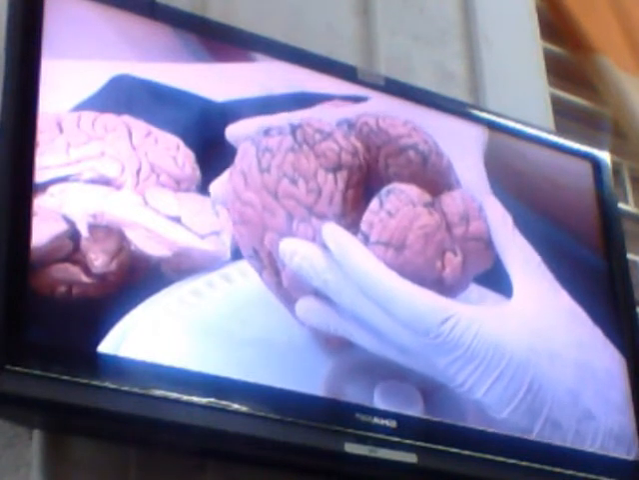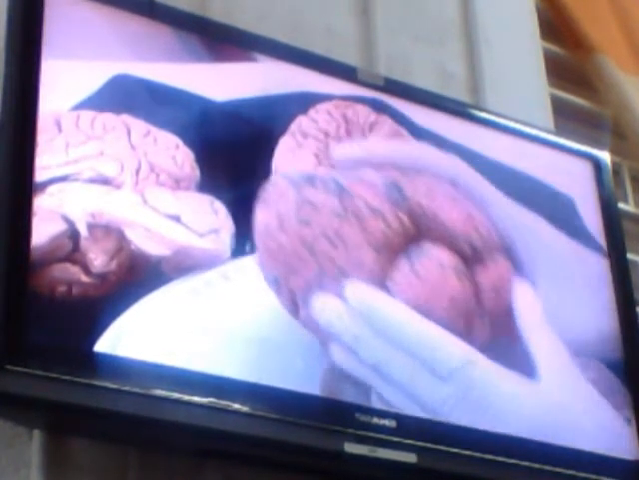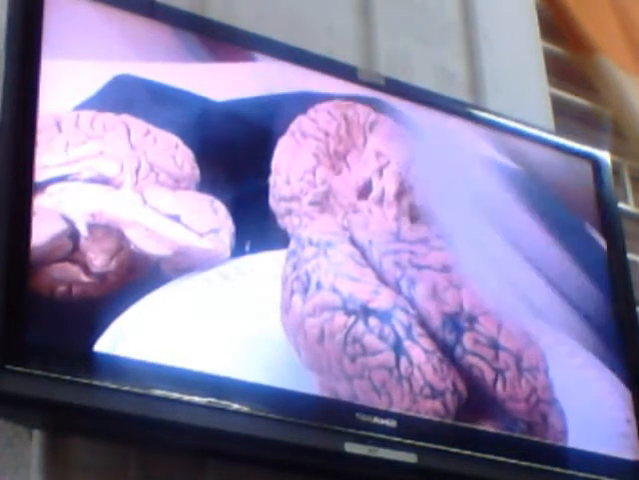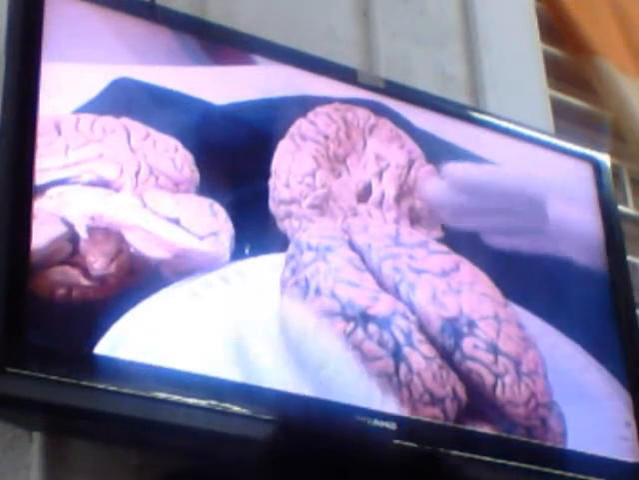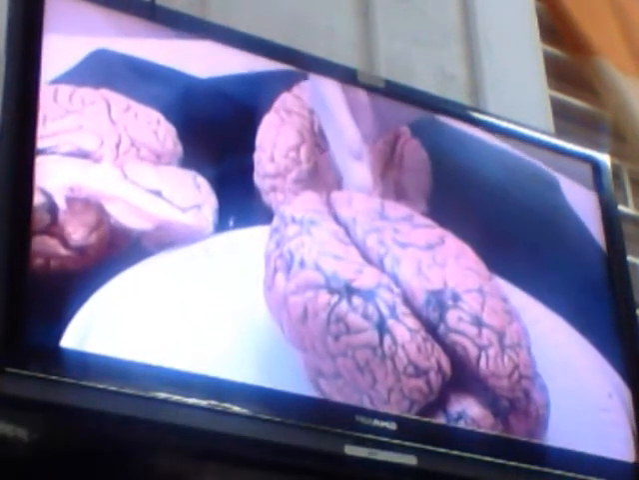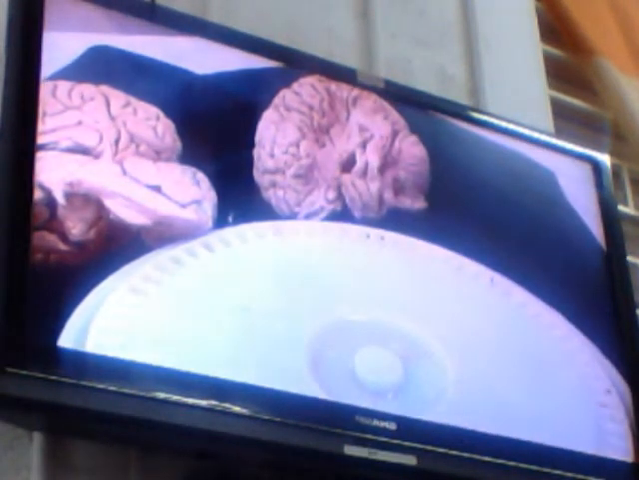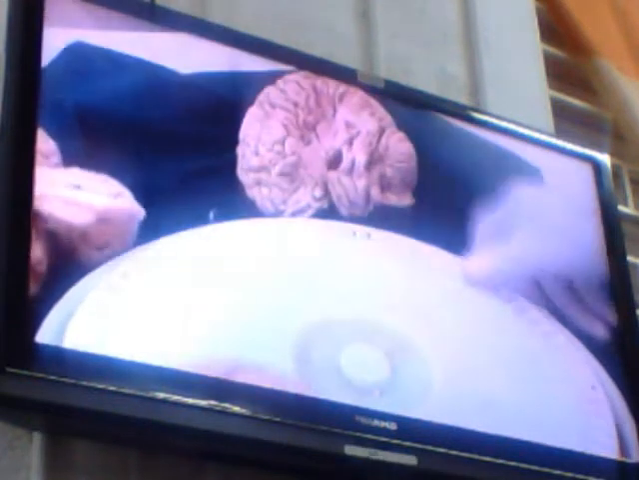The transverse fissure. So we have a transverse fissure here going from side to side, and we have a central longitudinal interhemispheric fissure. Interhemispheric, right, left hemisphere. Now if we were to cut right down the center, then we will be able to get something that looks more like this. So we'll be talking about this half.